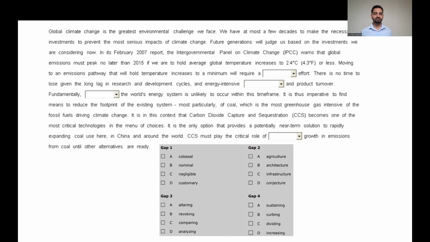So this is about global climate change, as you can see. You don't have to read the whole thing. You can just go straight into reading and solving it one by one.